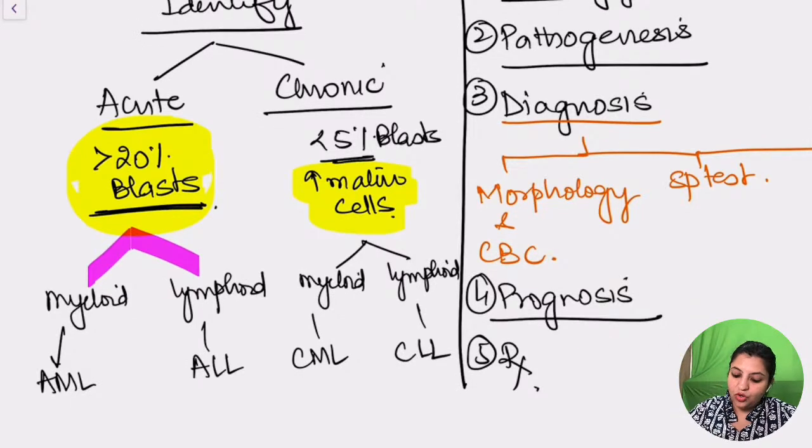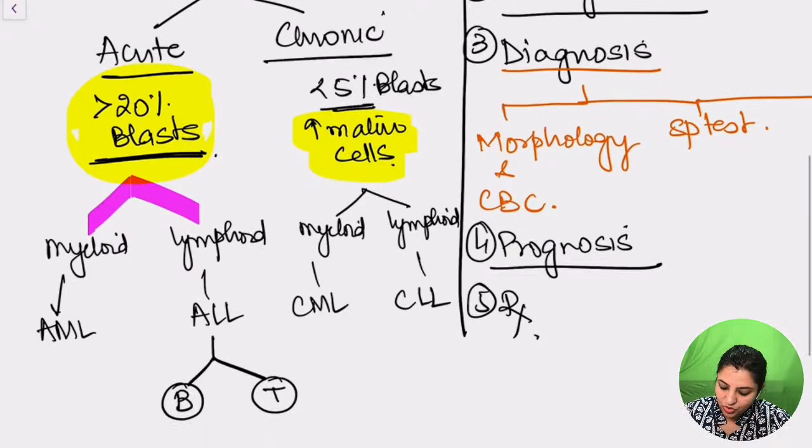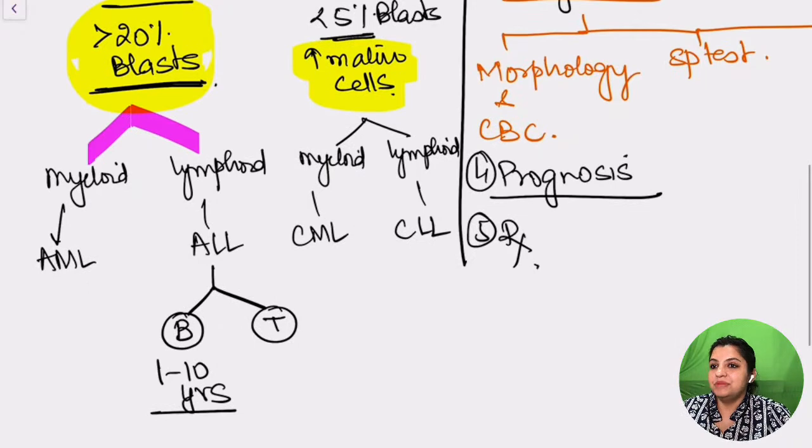Simple. Now, once you see more than 20% blast, immediately go to the second heading and look at the age. Whenever we're talking about lymphoid cells, we have two types: B lymphoid cells and T lymphoid cells. Suppose they give you age between 1 to 10 years. Immediately your diagnosis should go towards B lymphoid cells.